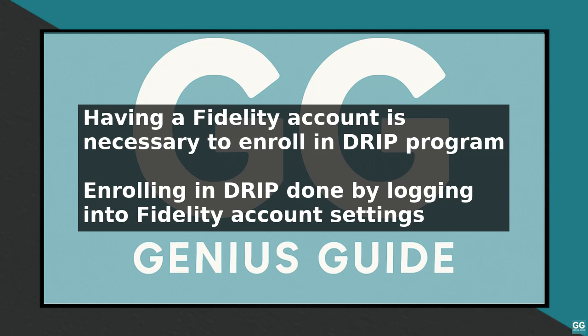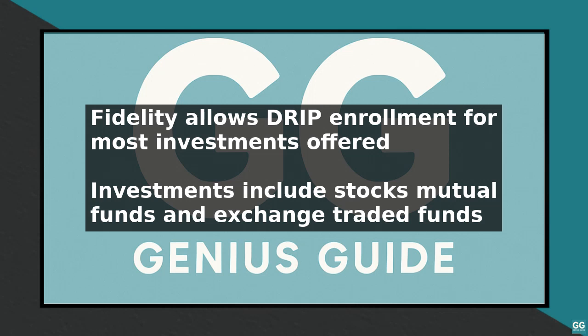This means that instead of receiving the dividend as cash, it will be used to buy more shares of the investment. For example, if you own shares of a company that pays a dividend of $1 per share and you own 100 shares, you would normally receive $100 in dividend payments. With the DRIP program, Fidelity will use that $100 to buy more shares of the company instead of sending it to you as cash.